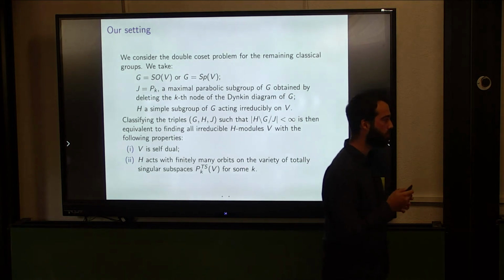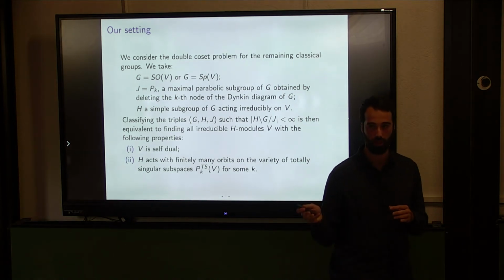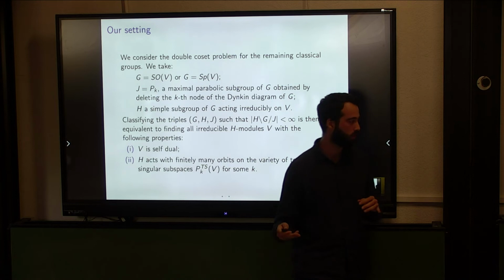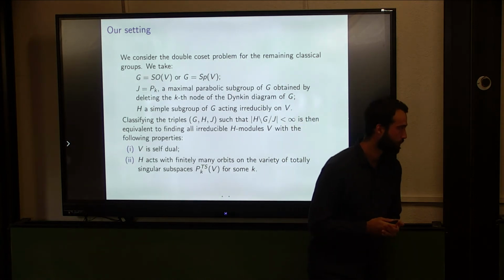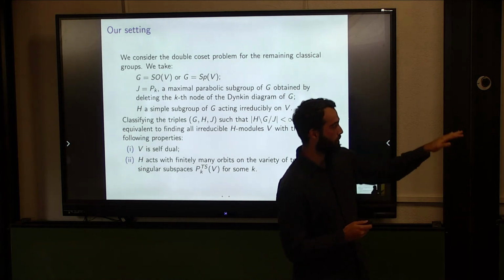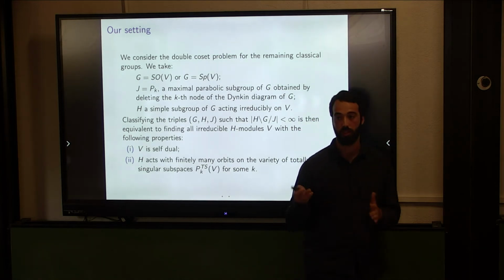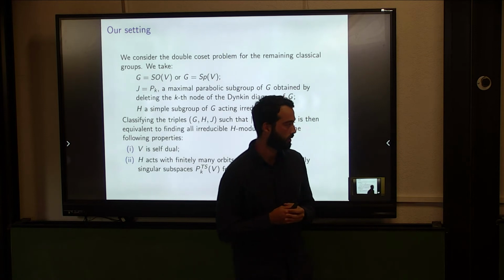And, well, we want H to be acting with finitely many orbits on the variety of totally singular subspaces. Here I denoted this by adding a TS on top. Okay, again, because J is going to be the stabilizer of some totally singular subspace.